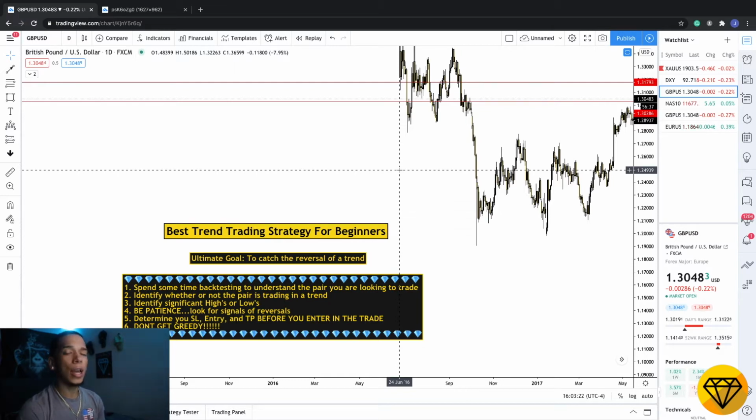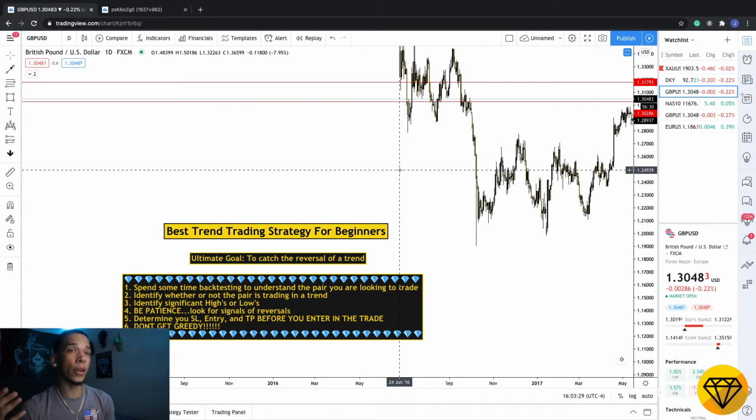Number one, I want you guys to spend some time backtesting to understand the pair that you're looking to trade, right? You need to understand the spread of the pair, how often the pair makes impulsive moves. Does this pair trade in trends? Does it trade in ranges most of the time? You need to understand that, right? Once you've done that and you spend a good time doing that, I suggest, just every Sunday take an hour out or maybe even less and just try to figure out what happened last week or the week before that and try to put the puzzle pieces together, right?